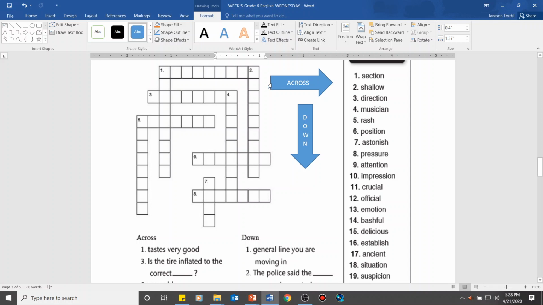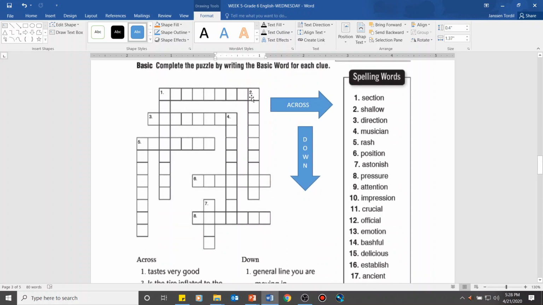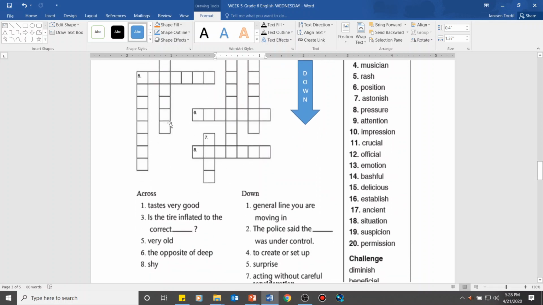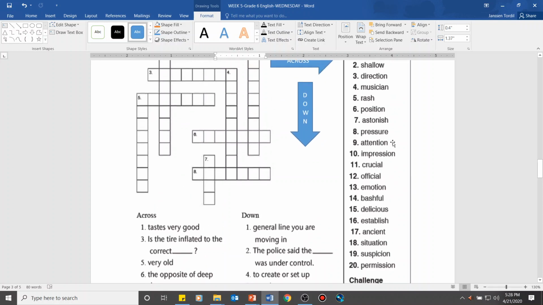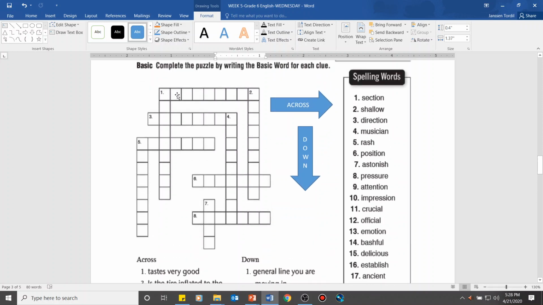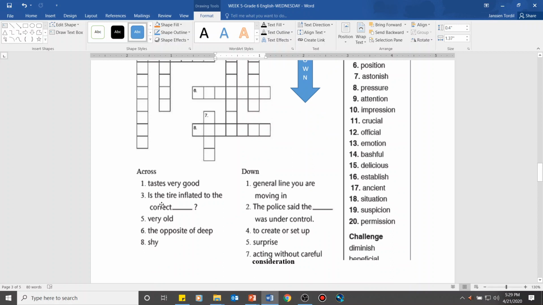Everything that's going like this is across, and everything that's going down is down. Across is from number 1 going here, then 3, 5, 6, and 8. You can see the questions for 1, 3, 5, 6, and 8 here. Taste very good: which of these words means taste very good? You're going to write that in number 1 over here. For your example, your answer is delicious. Then answer delicious here, D-E-L-I-C-I-O-U-S. That's 1 over here, and you can continue 1, 3, 5, 6, 7, 8.